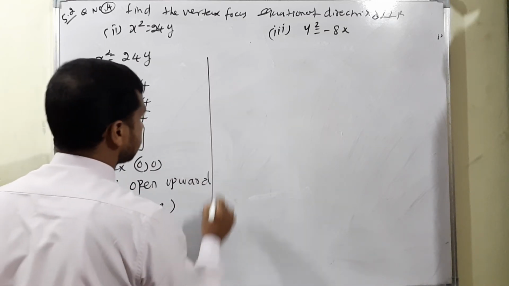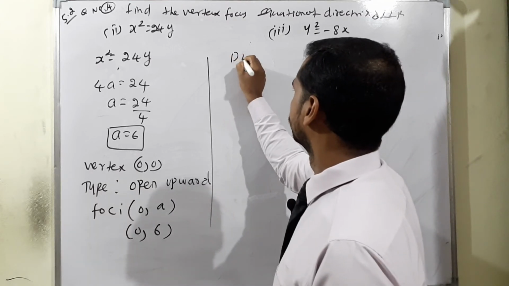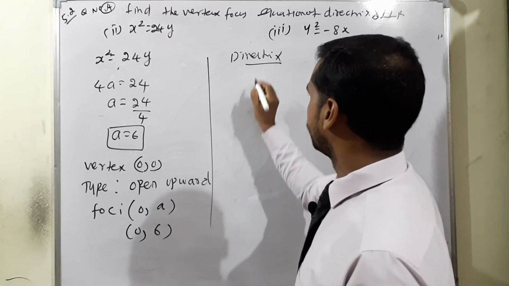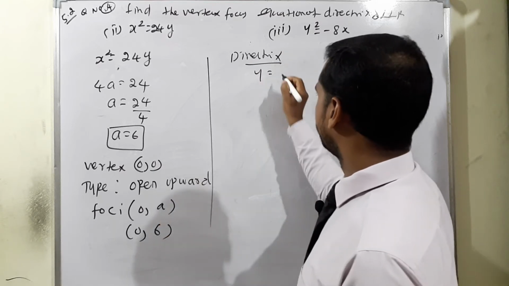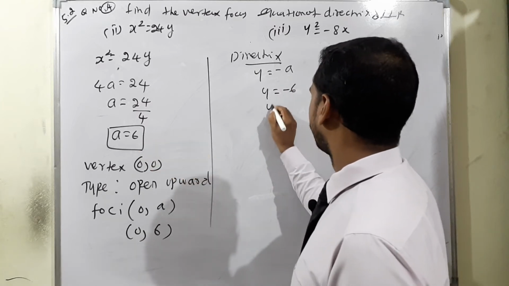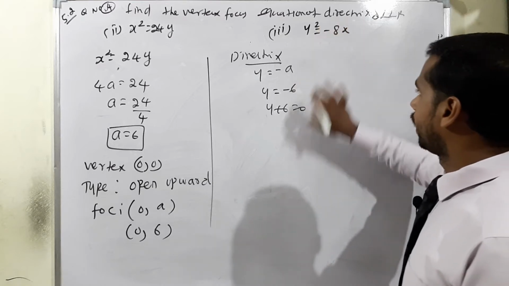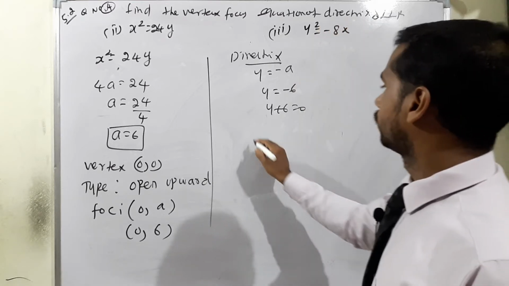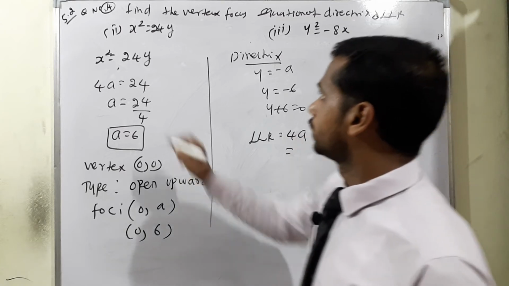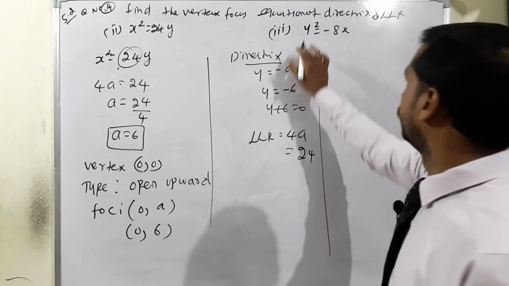So 0, a means 0, 6, the a value 6 is there. Then directrix. Directrix means y is equal to, there is positive a so we can write negative a. Therefore y is equal to negative 6. Therefore y plus 6 is equal to 0. Then the equation of directrix is over. Last one, length of latus rectum. So length of latus rectum is 4a. So 4a is equal to 24. That's all. Okay. I'm moving to subdivision third.